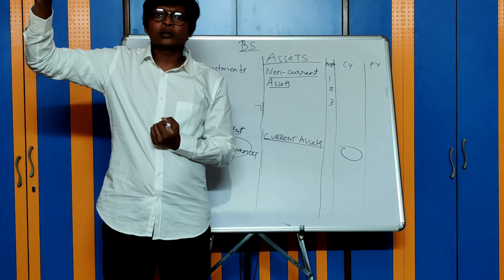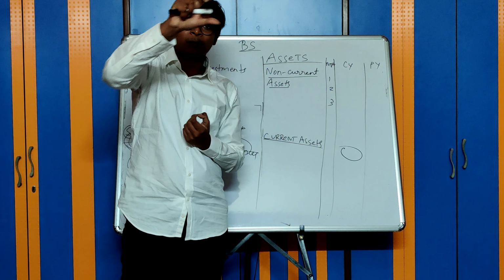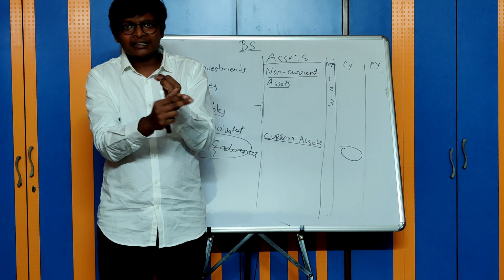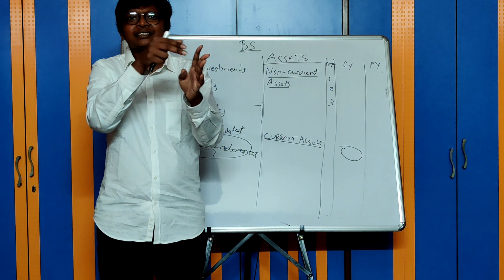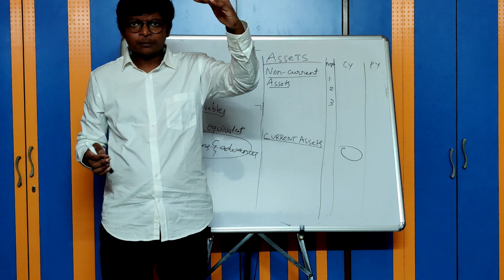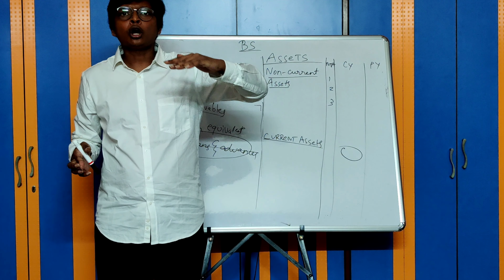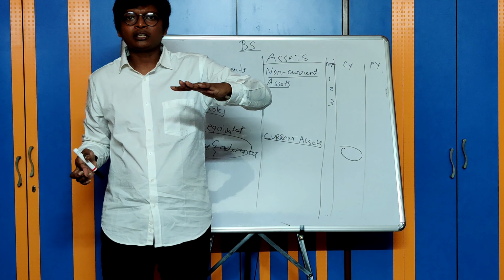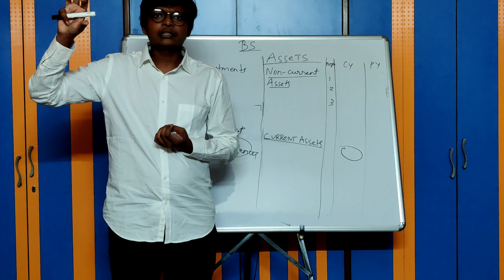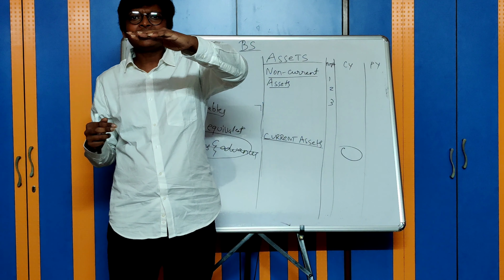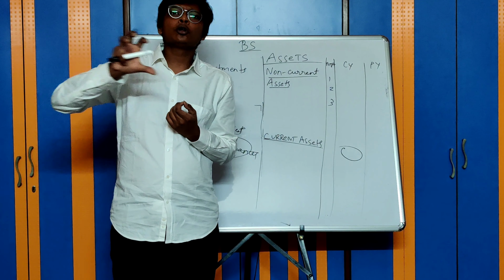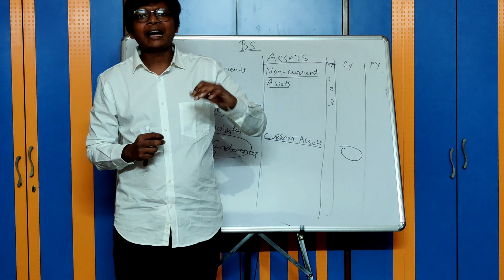Under non-current assets, you have first property, plant and equipment, under which 4 points: tangible assets, intangible assets, capital work in progress, intangibles under development. Next you will have non-current investments, deferred tax asset, long-term loans and advances and other non-current assets. Last you will write current assets. Current assets as current investments, inventories, trade receivables, cash and cash equivalents, short-term loans and advances, and lastly other current assets.